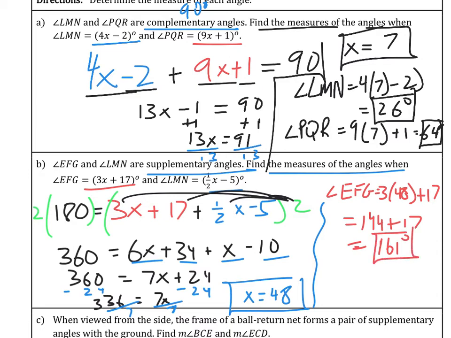Okay. And then that was the measure of EFG. The measure of LMN is going to be 1/2 times x, which is 48, minus 5. And so it's going to be 24 minus 5. 24 minus 5 is 19 degrees. All right, and double check. Do these add up to 180? Yes, they do. All right.